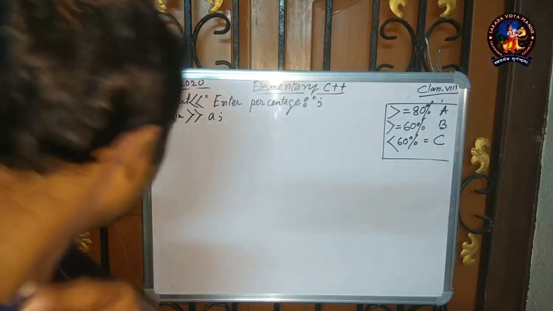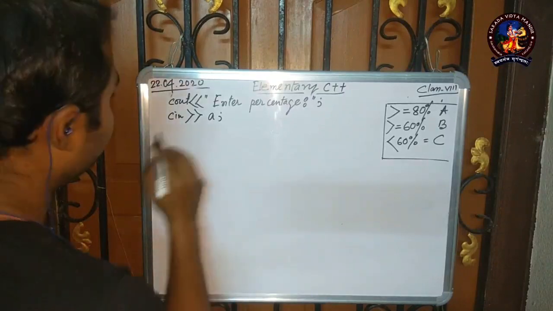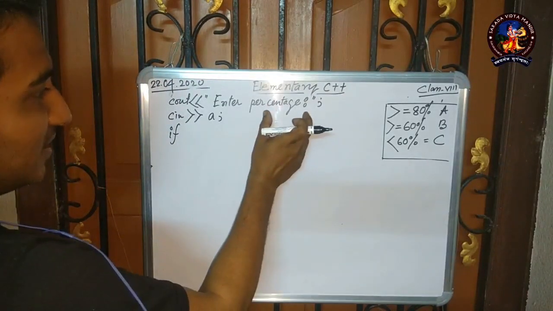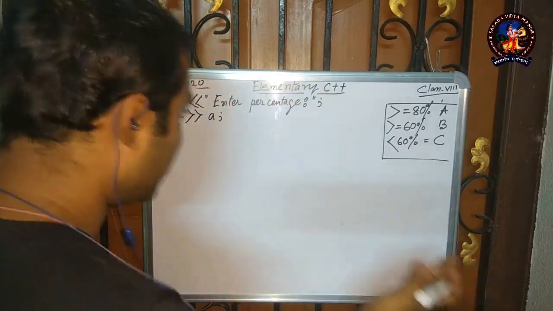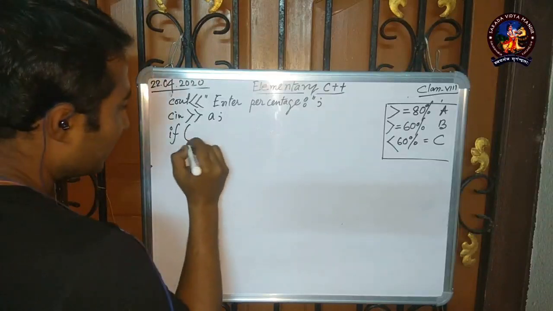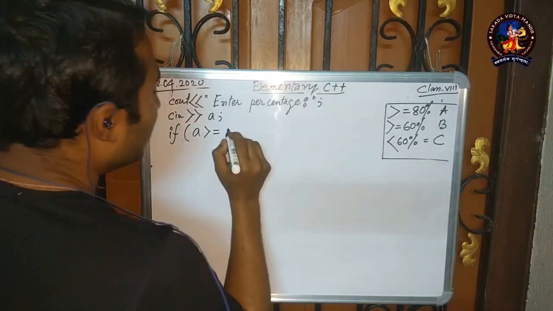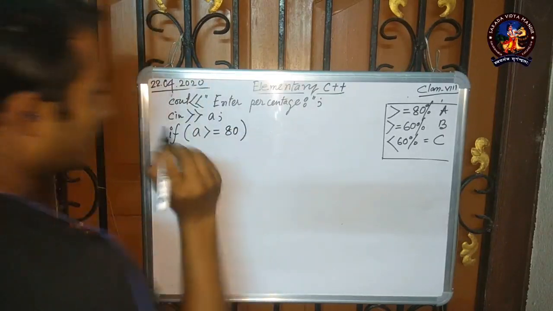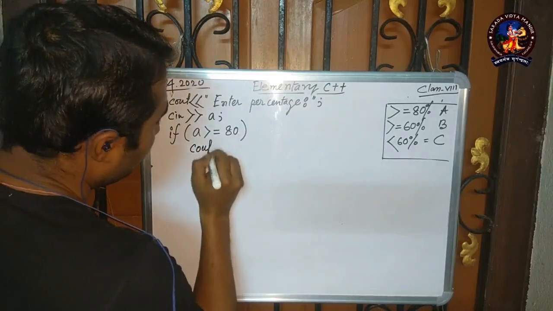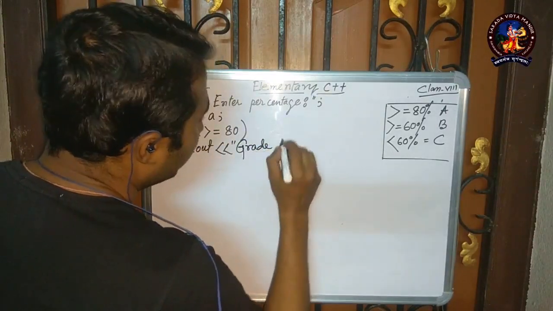Fine. So now we got the percentage, whatever the percentage is given by the user, the percentage is stored in the variable A. So if A is greater than or equal to 80, then it will be grade A. So cout grade A.